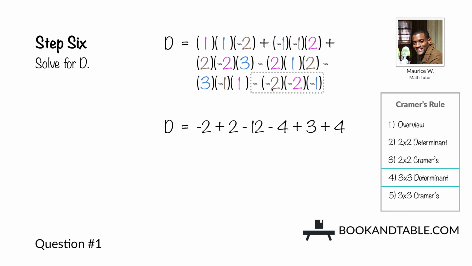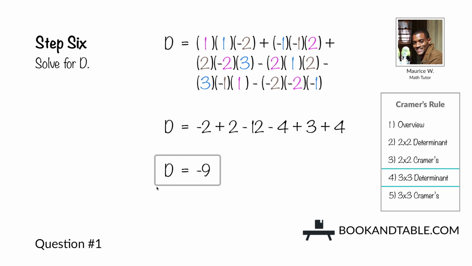Negative 1 times negative 2 is positive 2. Positive 2 times negative 2 is negative 4. And negative 4 times negative 1 is positive 4. So we see D is equal to negative 2 plus 2, which would be 0. 0 minus 12 is negative 12. Negative 12 minus 4 is negative 16. Negative 16 plus 3 is negative 13. And negative 13 plus 4 is negative 9.